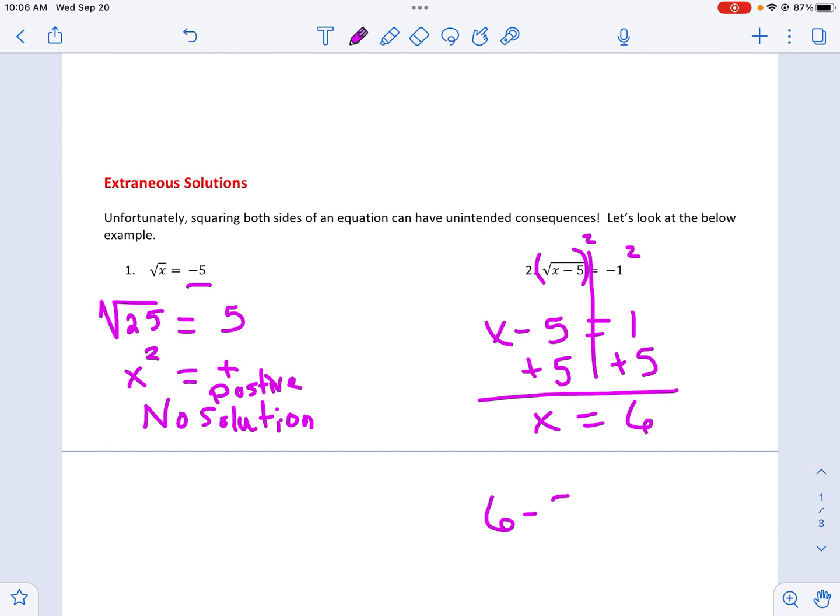Can I put a 6 minus a 5 in? And am I going to be able to get it to equal negative 1? So clearly that is 1. And if you do that, it's clearly not going to work out nicely. So you cannot have a square root that is going to equal a negative number of any sort.